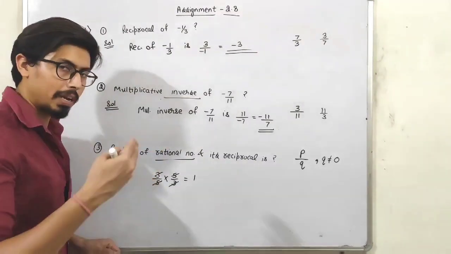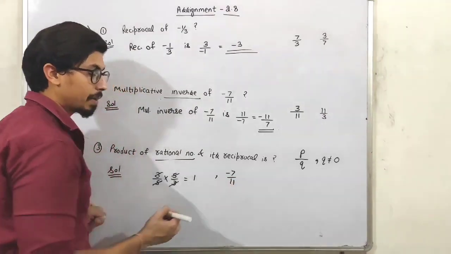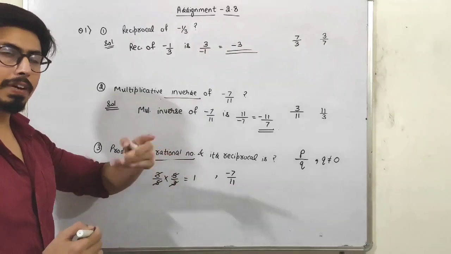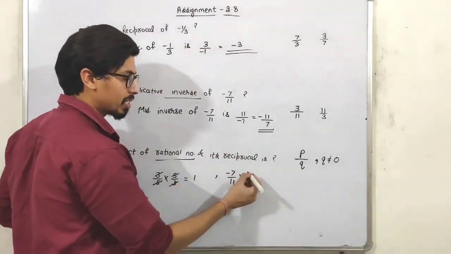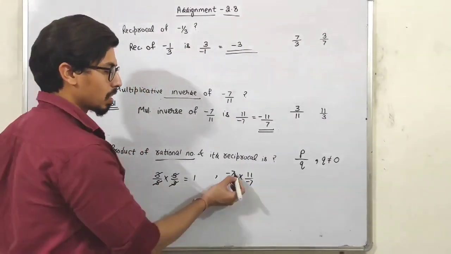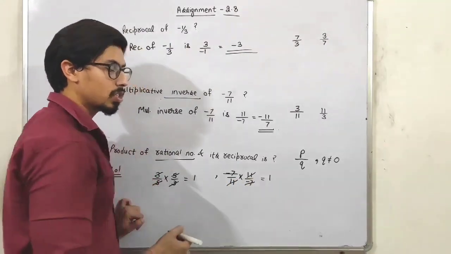Okay. Let us take some other example. See, if we take minus 7 by 11, okay, its reciprocal will be 11 by minus 7. Okay. Minus 7 gets cancelled out with minus 7, 11 gets cancelled out with 11. So our answer is 1.